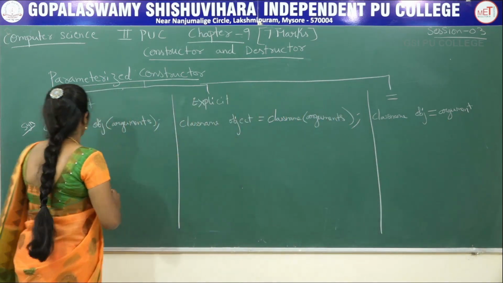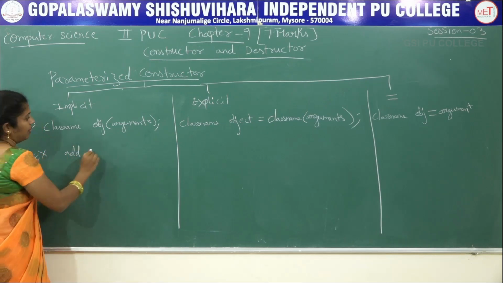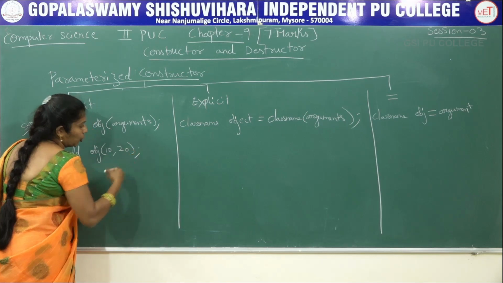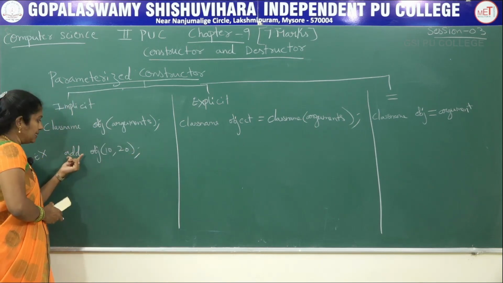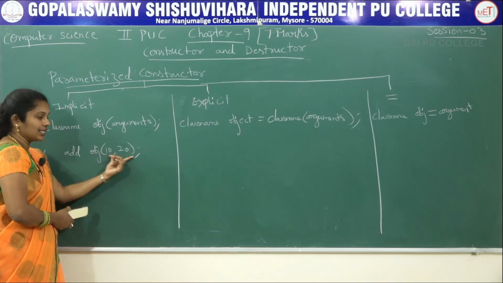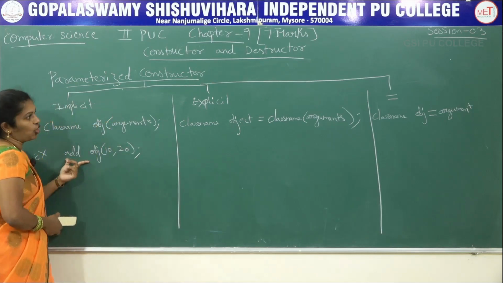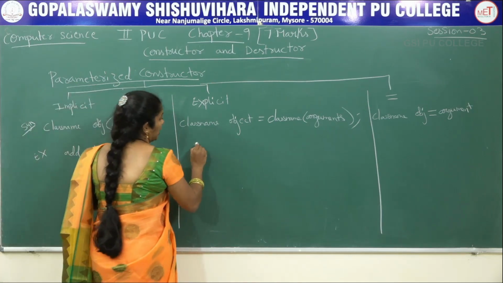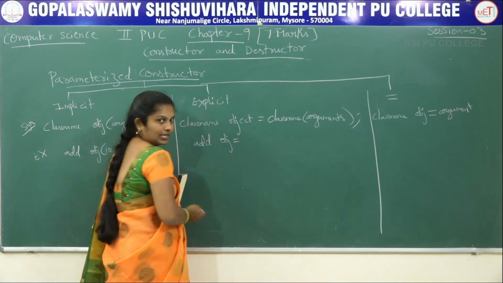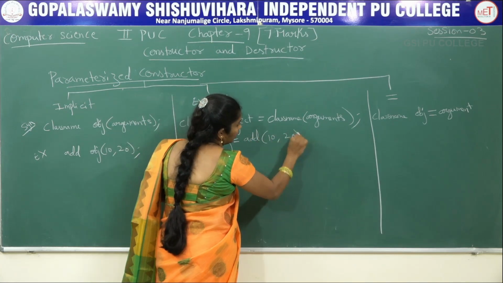This is the syntax. While writing the example, for example, add is the class name, then object, inside the bracket only we have to write the arguments. This is implicit call. Whereas in explicit call, add is the class name, then object equals, then once again add, inside the bracket 10, 20.